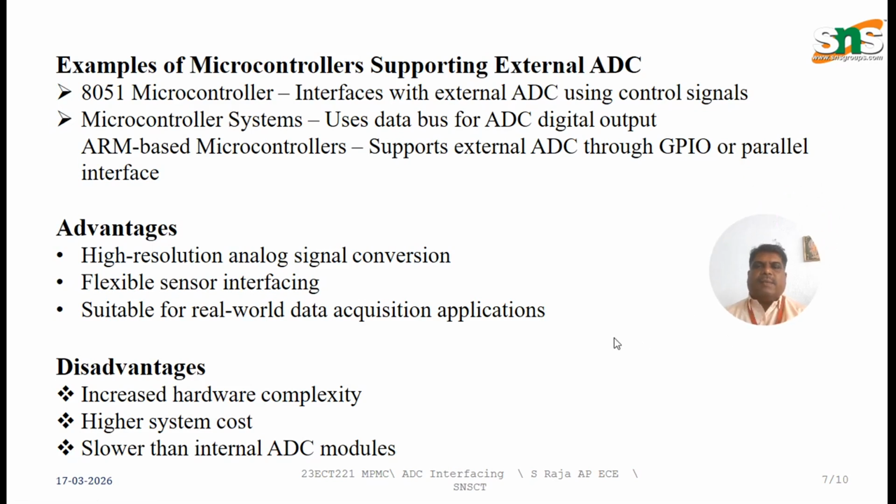Examples of microcontroller supported external ADC: the 8051 microcontroller interfaces with the external ADC using control signals, and the system uses the data bus for the ADC digital output. ARM based microcontrollers support external ADC through GPIO or a parallel interface. Advantages: high resolution, analog signal conversion, flexible sensor interfacing, suitable for real world data acquisition applications. Disadvantages: increased hardware complexity, high system cost, slower than internal ADC modules.